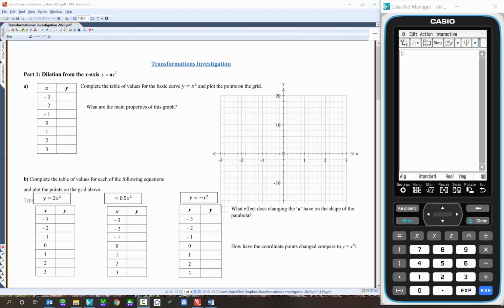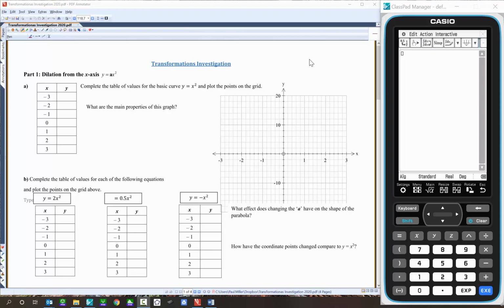We're going to take a step back from the quadratic algebra we've been doing and actually start to look at the graphs of quadratic functions. Okay, so today we're going to start with this thing called a transformations investigation. The first thing we're going to look at, part one, is what we call a dilation from the x-axis. But it's really important that, beginning with this graph here, y equals x squared, we call that the most basic parabola.